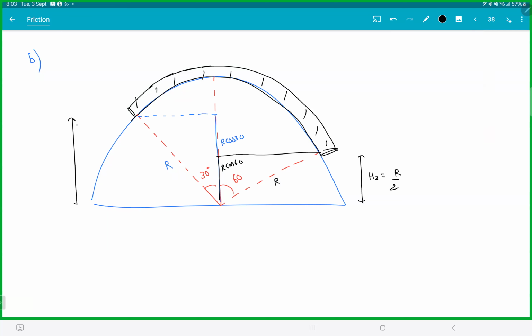This would be your height, H1, which is R cos 30. I leave it in 30 angles only, R cos 60. But you need also the horizontal distance. This would be R sine 60 and this would be R sine 30. That was your length.